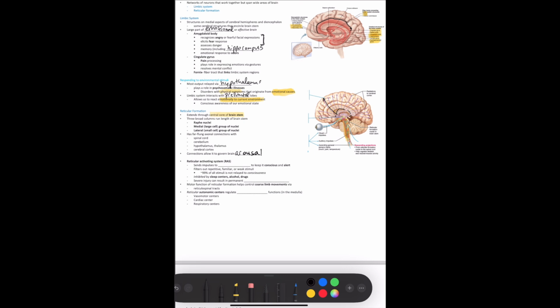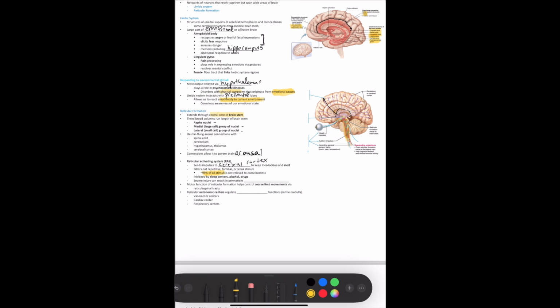So you've got three broad columns that run the length of the brainstem, including the raphe nuclei, the medial group of nuclei, and then the lateral group of nuclei. So it has far-flung axonal connections with the spinal cord, cerebellum, hypothalamus, the thalamus, as well as the cerebral cortex. Looking at the reticular activating system, it sends impulses to the cerebral cortex to keep it conscious and alert. So we're going to filter out 99% of all that stimuli. It's not going to be relayed to the consciousness.